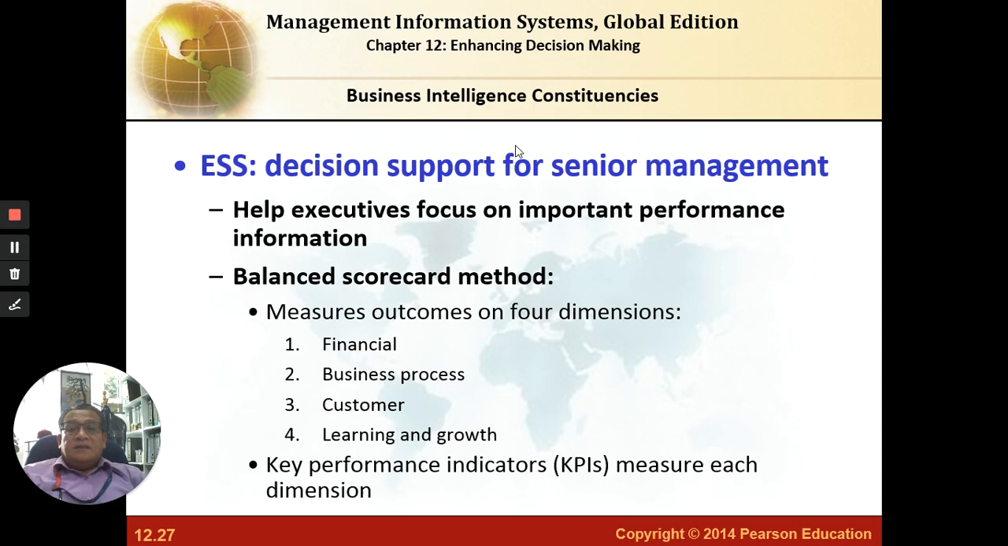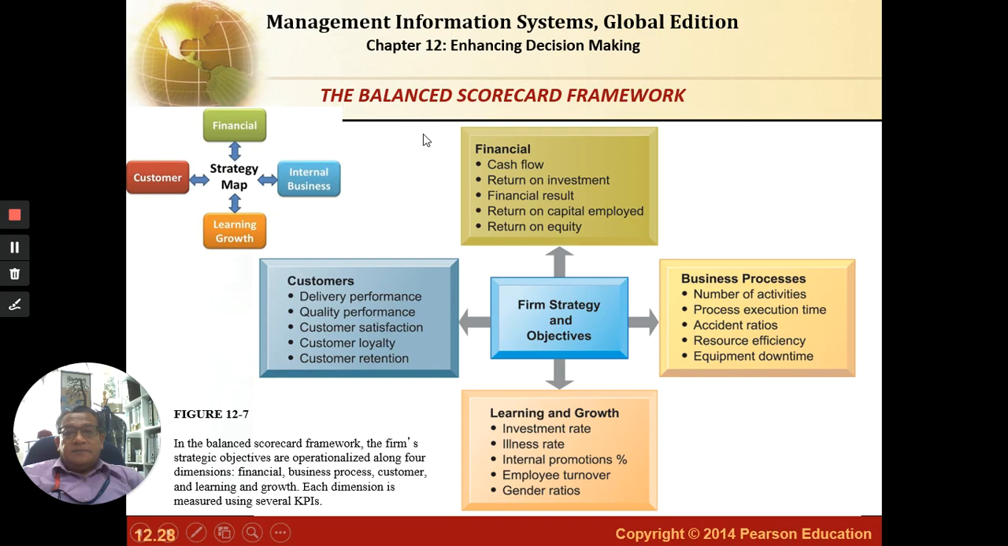ESS, Executive Support System. Normally, this is for the big bosses, like senior managers, the managing director, the CEO. Normally, they take care of these four dimensions: the financial dimension, the business process dimension, the customer, and also the learning and growth aspect of the organization. So basically, this is the balanced scorecard, BSC, by Professor Kaplan and Norton. This is to strengthen the strategy and objectives of the company. They look at the financial, the business process, the learning and growth, and also the customer, including customer satisfaction. So this is to have a balanced performance outlook in terms of customers, cash flow, future growth, and improving your internal business process.